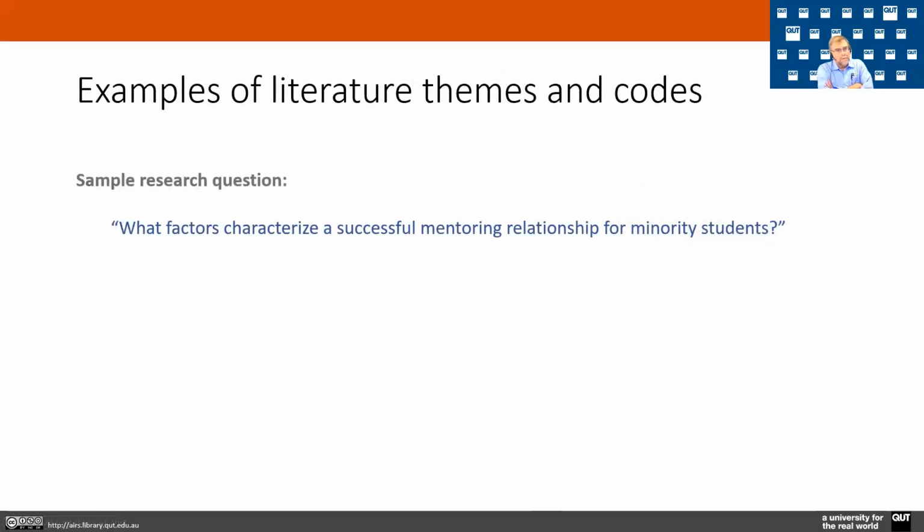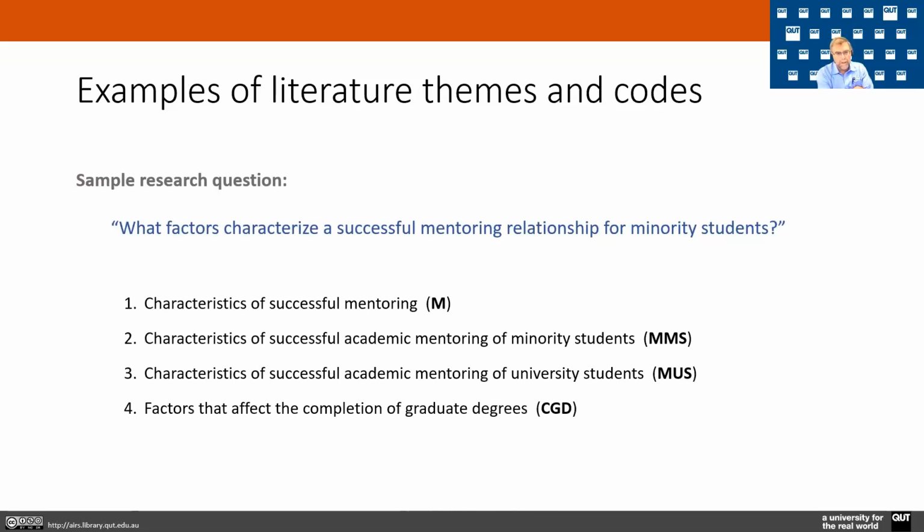Typically this is your research question. What are the big ideas? The big ideas will all be able to be deconstructed into a sort of code: mentoring, mentoring of minorities, mentoring of university students, and in terms of successful completion of graduate degrees. If you look at the research question, these are the major subcomponents of the question. And these coding systems, you would be assigning to each document that matched that category.